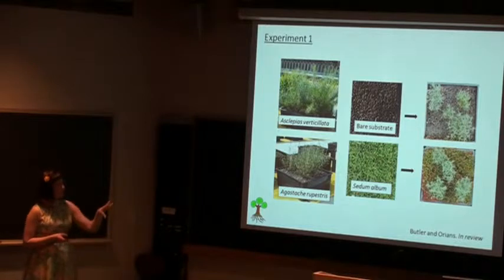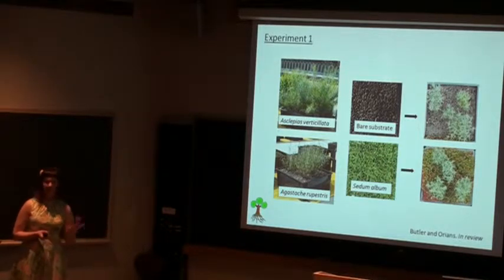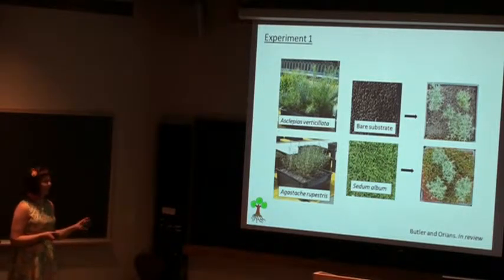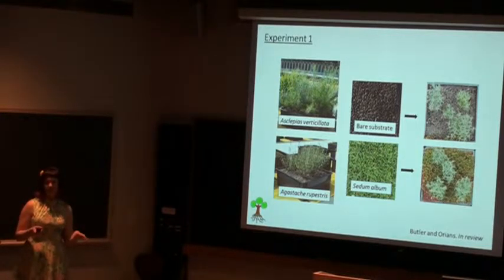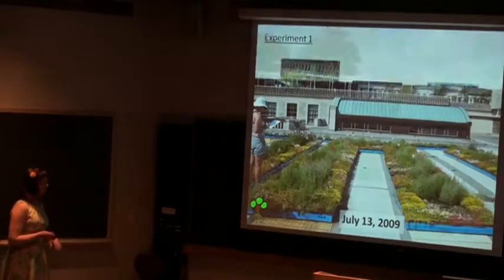And here you can see what Augustastra rupestris looks like by itself. Hopefully you can see that they're different colors, so when you take pictures of them, you can analyze them later on for percent cover, so it works out really well.